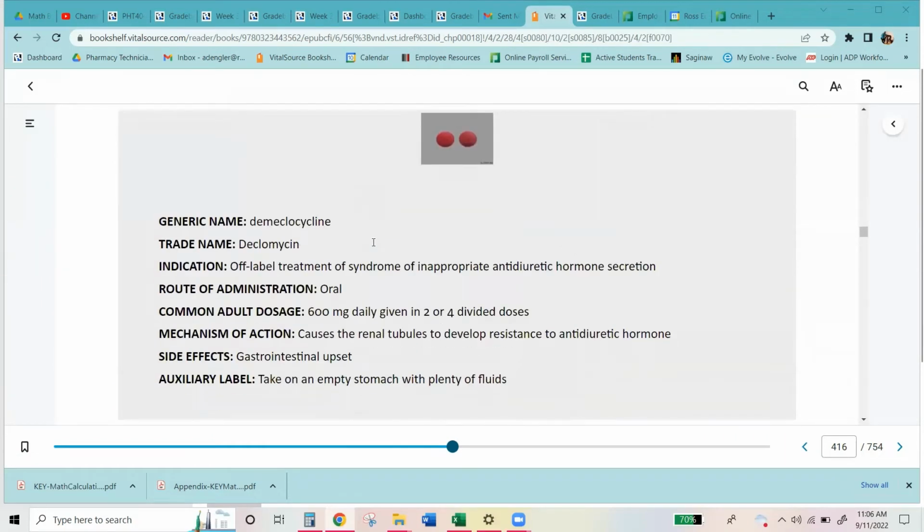So a medication for that could be Declomycin, and common dosage is here, auxiliary labels there.